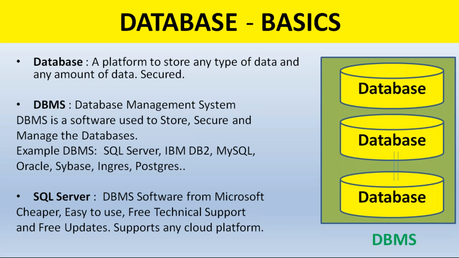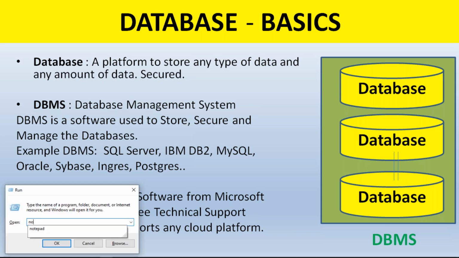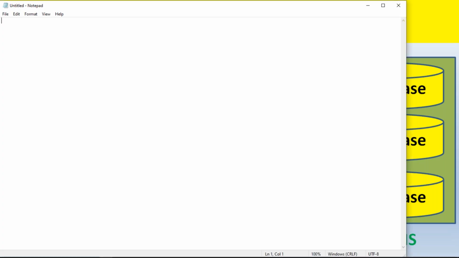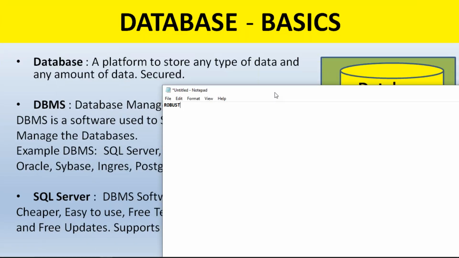So database is a platform that is more secured. We say robust. We call it robust, which means very big, very strong. Huge volumes of data can be stored, securely. Any type of data can be stored, right from our passwords to barcodes, QR codes, anything, everything. Database is there. I'll provide you the complete notes anyway.